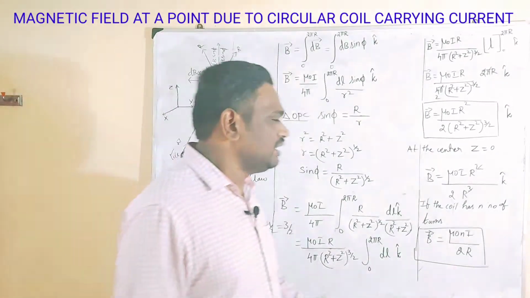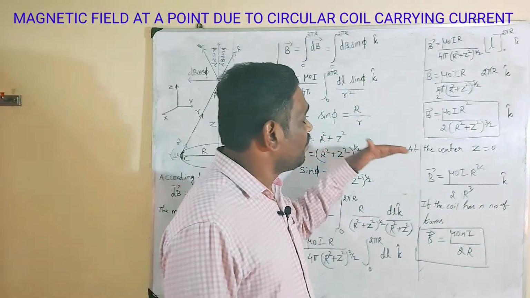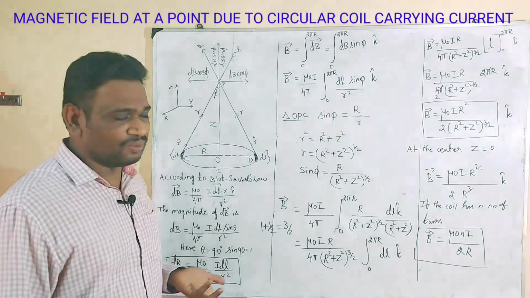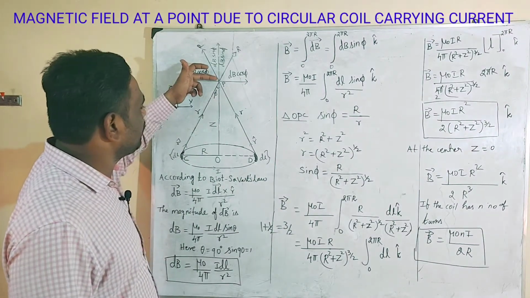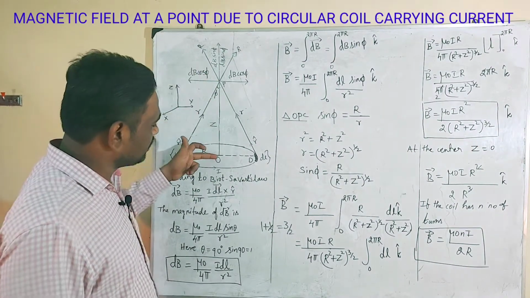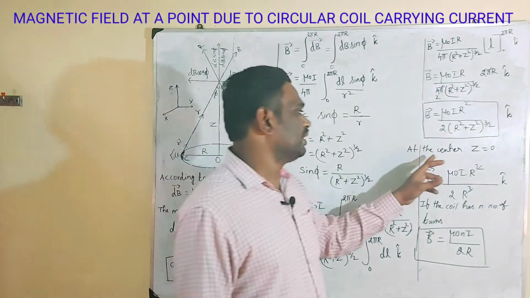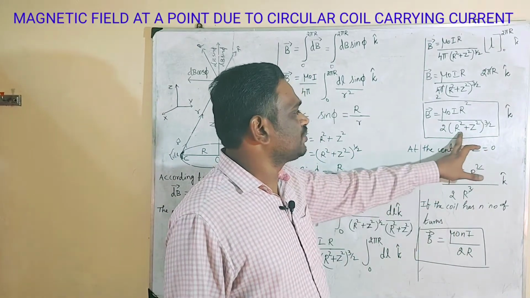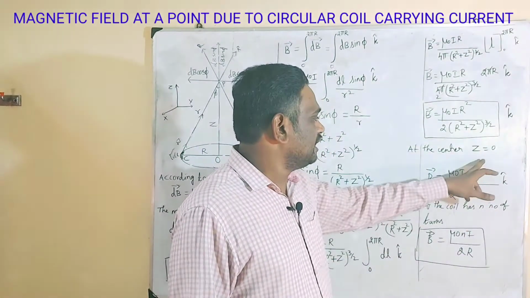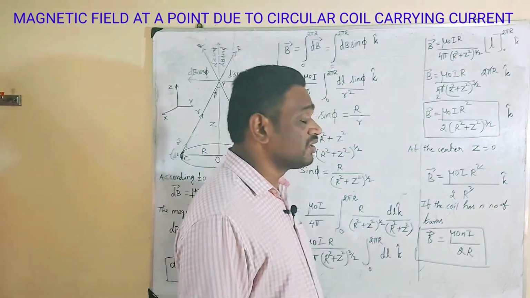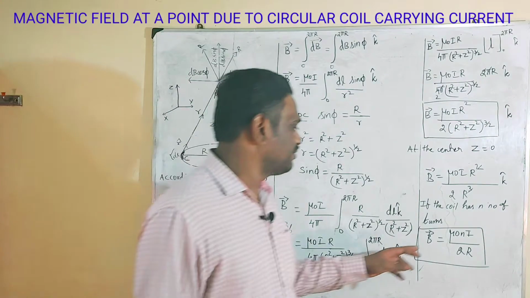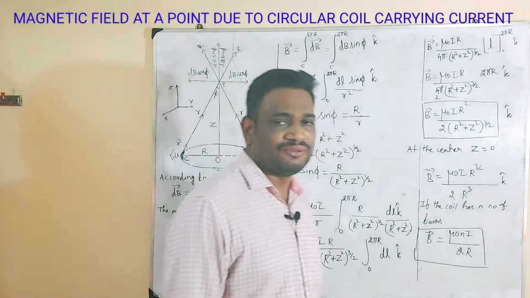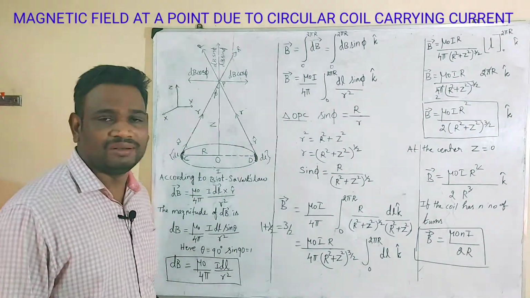So in your textbook they are given up to this. What is the magnetic field at the center? At the center, the z value will become 0. For example, here at the point P, the distance is z. At the center, the z value will become 0. When you put z equal to 0, then R square whole power 3 by 2 is R cube. Here we can cancel R square with R cube, and if the coil has n number of turns, then we have to include one more n, mu naught n I by 2R. This is the magnetic field at the center of the coil.